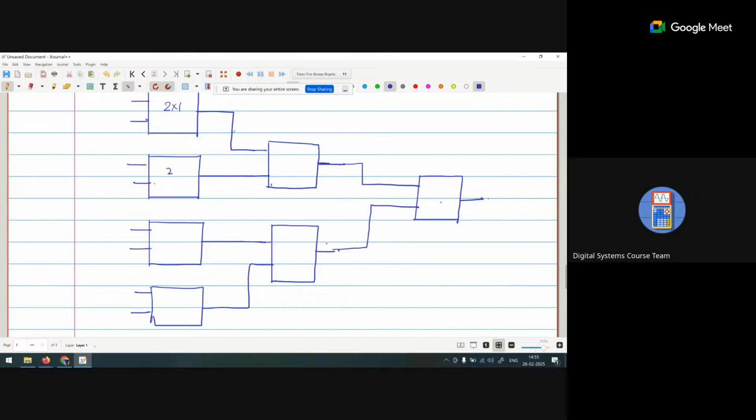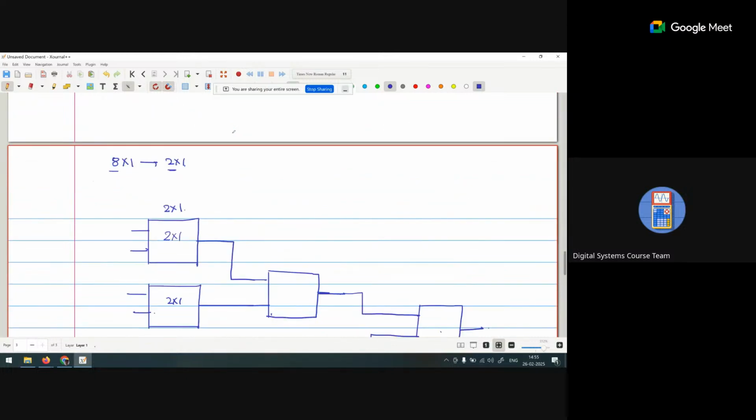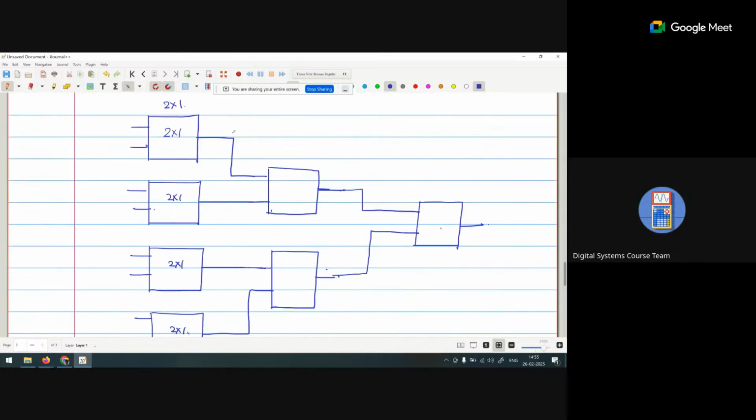Now for a 2 cross 1 mux, how many select lines are there? 1. And for 8 cross 1, how many select lines do we require? 3. So can we see that 3 stages are there? If I combine all the select lines of a particular stage and call it S naught, why is it S naught?